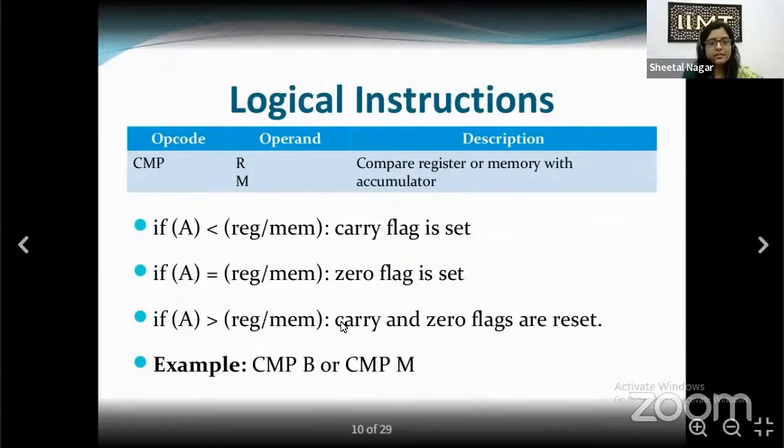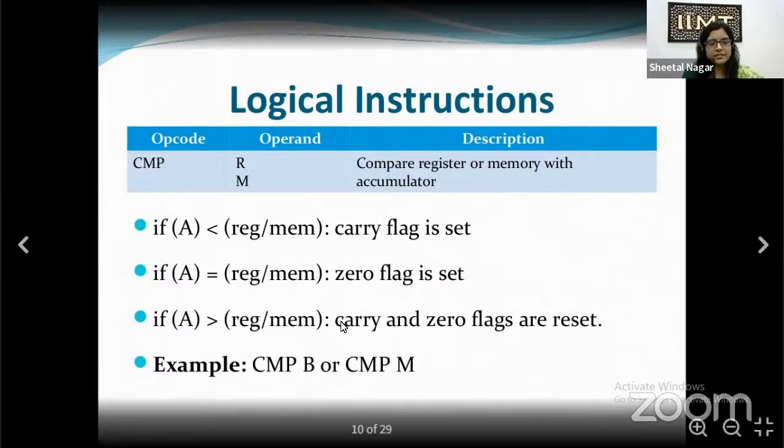If we compare the contents of the accumulator and register R, for example, we take register B. For example, we use the instruction CMPB. With the help of this comparison instruction, the contents of the accumulator and the contents of register B will be compared internally, meaning a subtraction process will be performed internally in the 8085 microprocessor, but for the programmer, for the users, only the flag register will be set or reset as per the contents of the accumulator and the general purpose register.